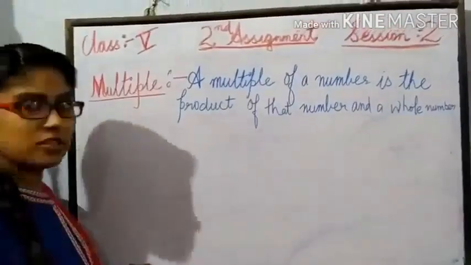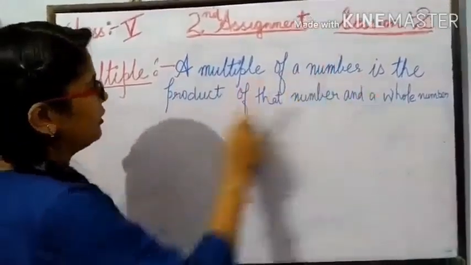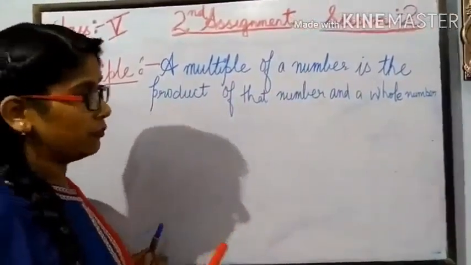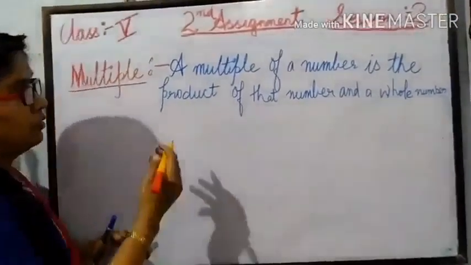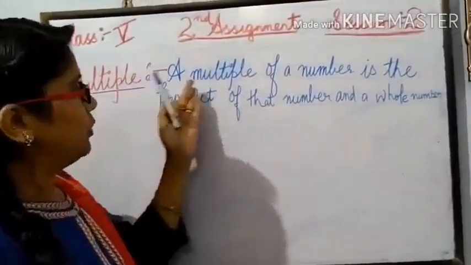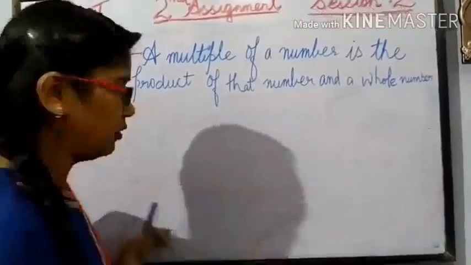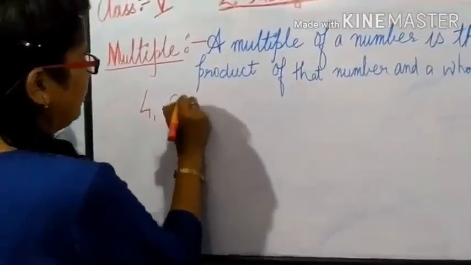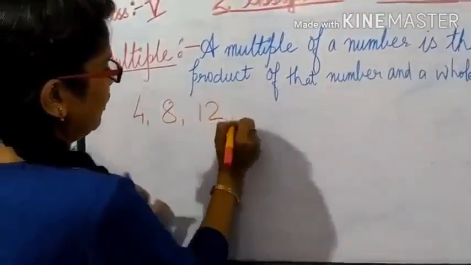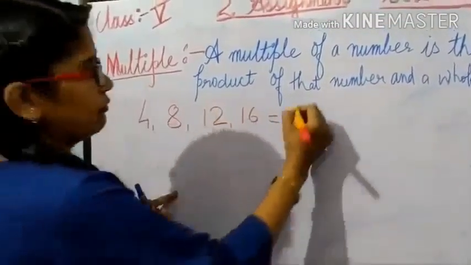Next topic is multiple. See, what is a multiple? A multiple of a number is the product of that number and a whole number. For example, I am taking 4, 8, 12 and 16. These are all the multiples of 4. How?